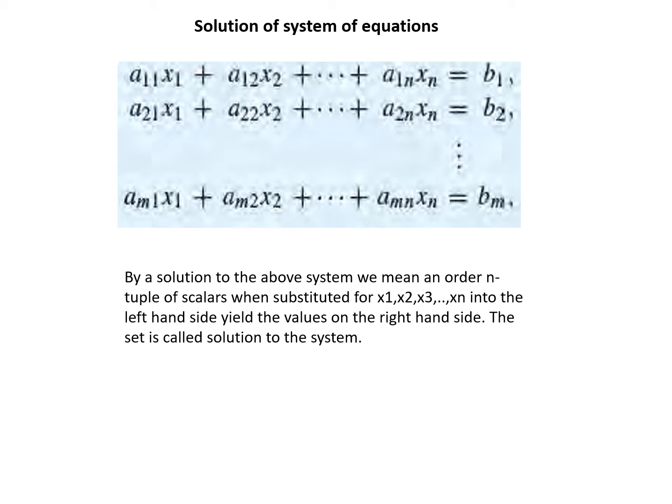What does it mean, the solution of the system of equations? By a solution to the above system, we mean an ordered n-tuple of scalars which, substituted for x1, x2, x3 up to xn, makes the left hand side yield the values on the right hand side. Then the set of numbers is called the solution of the system. If the numbers do not satisfy left hand side equal to right hand side, then that set is not the solution of the system of equations.